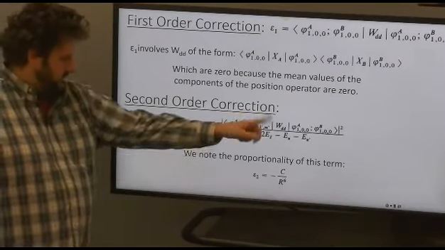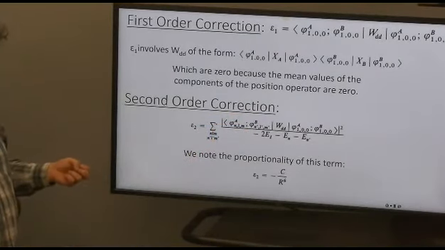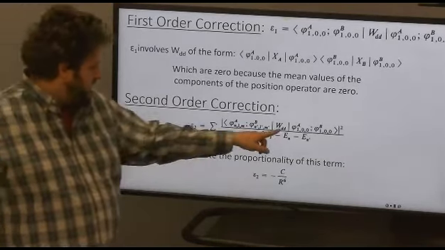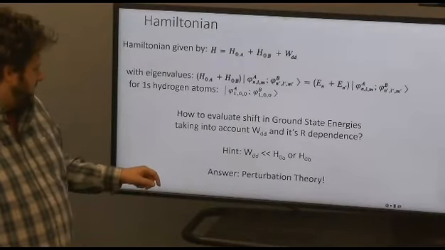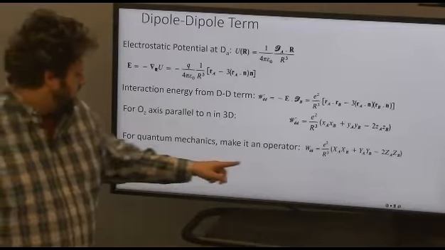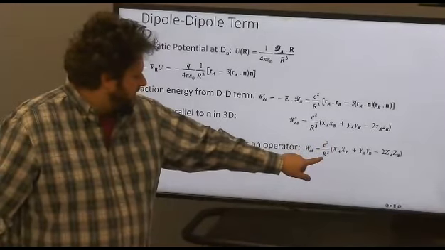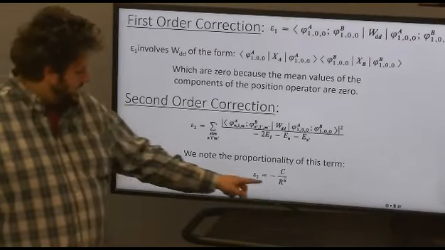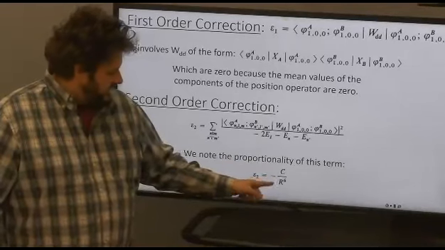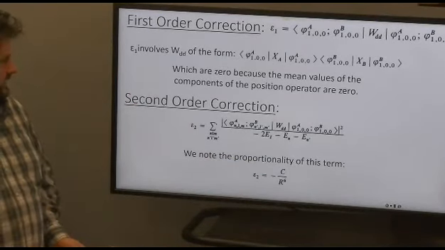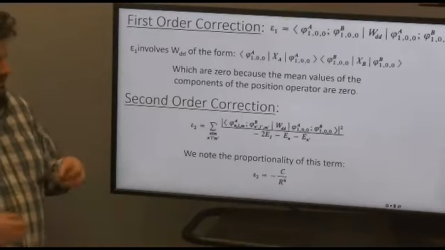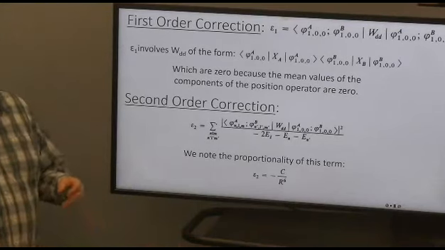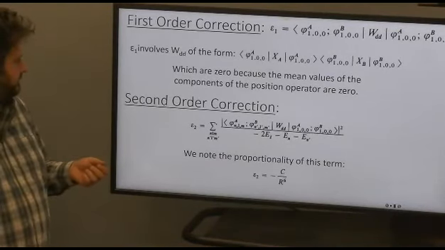The second order corrections are given by this expression, as we looked at in class. When we put in our W_DD, our dipole-dipole interaction, which we previously had, because it's squared, instead of r cubed, we'll get something over r to the 6th. So we have a proportionality for these terms of a constant over the radius to the 6th, which indeed is the dimensionality of the radius dependence of energy that we see in dipole-dipole interactions.